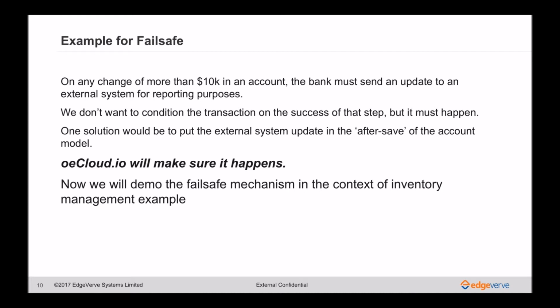So how would one go about assuring this? One way would be to use this afterSave capability and, after the transaction is saved in the database, in the afterSave of the model, say of this account model, we can then shoot off a message to some external reporting system, and the report can then happen. And even if, let's say, the system would be down for a moment, or some other problem, it would fail. So without any extra code, oecloud guarantees that this will be recalled until successful. oecloud will make sure that it happens.